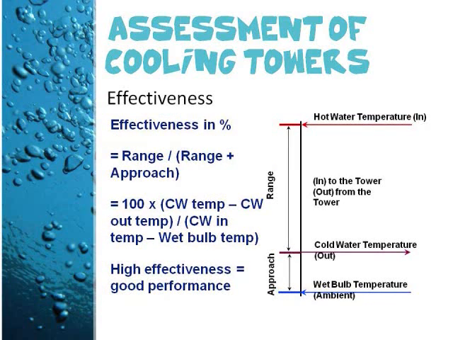Effectiveness is the ratio between the range and the ideal range. The formula for cooling tower effectiveness is: cooling tower effectiveness in terms of percent equals 100 times cooling tower inlet temperature minus cooling tower outlet temperature over cooling tower inlet temperature minus wet bulb temperature. The higher this ratio, the higher the cooling tower effectiveness.